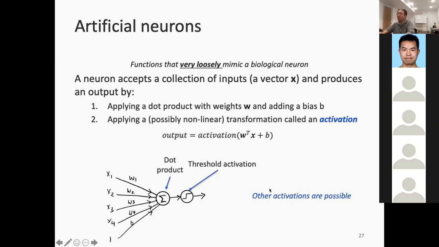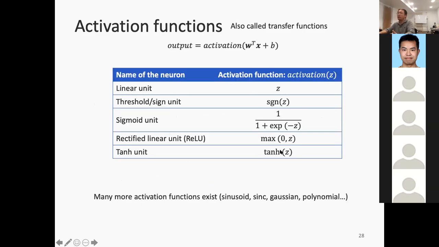So other activations are possible, right? Here are a few commonly used activation functions. The simplest one is the linear unit. That means you don't do any nonlinear transformation of your prediction score. You can just remove the activation function, which is equivalent to using the activation function to be itself, right? And the thresholding or sign unit is this function, as we just mentioned. But these three are what state-of-the-art neural networks often use.